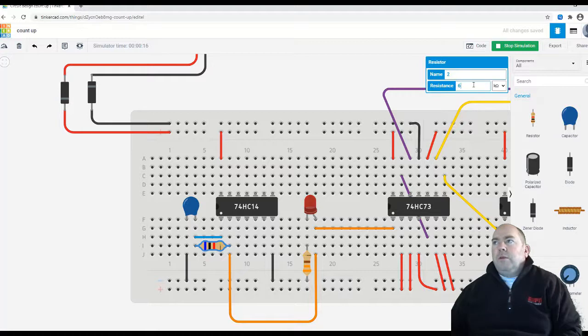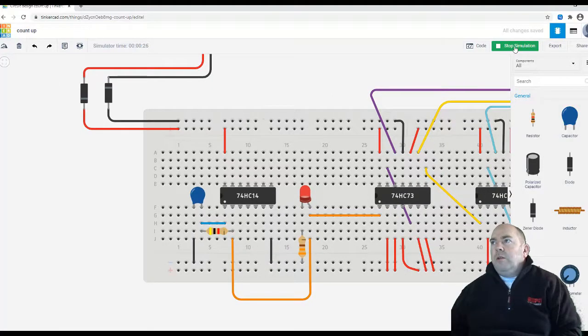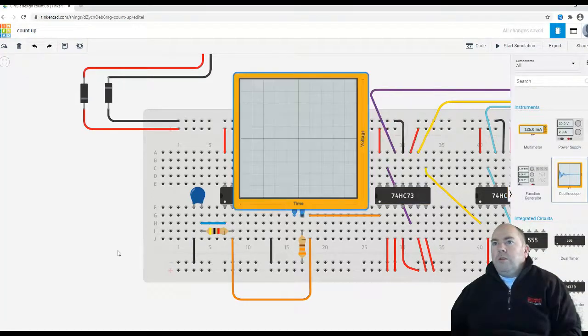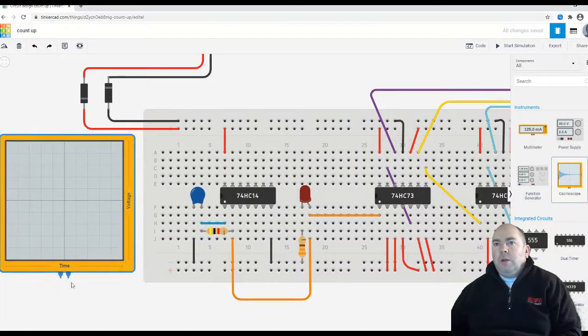Okay, so let's go with the 4 kilo ohm resistor and see where that puts us. The other thing we'll do here is we'll just put the oscilloscope on this. Let's bring in an oscilloscope. We'll put that here.